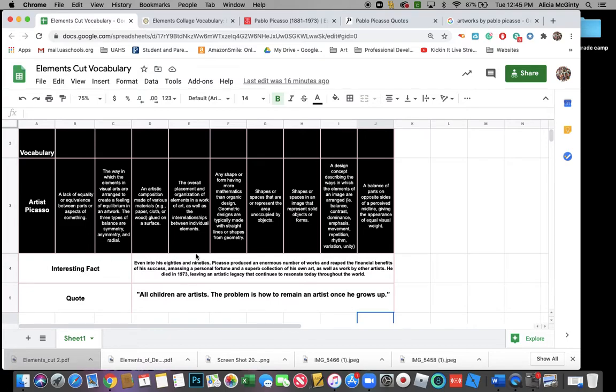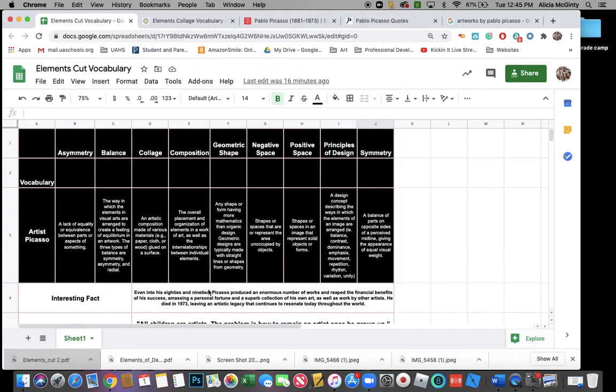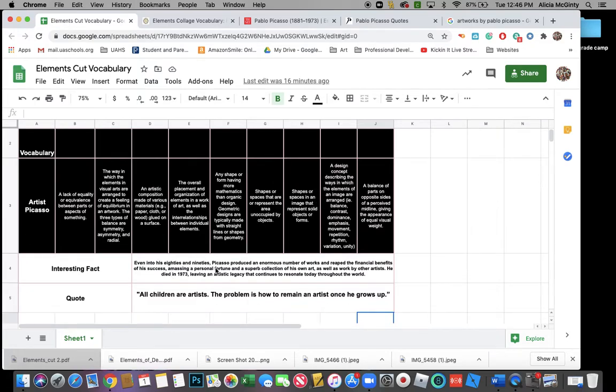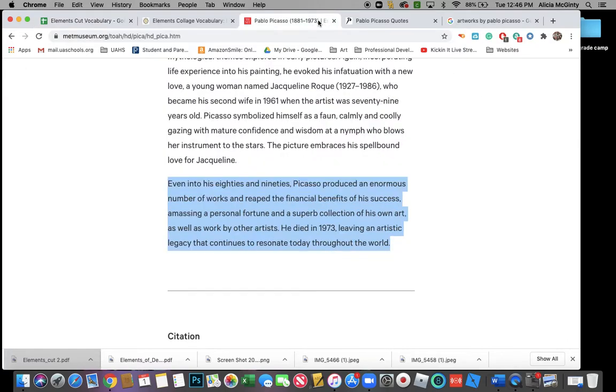So instead of writing a report or doing a whole workbook page on it, you're just going to find an interesting fact about that artist, and you'll include a quote that you like about that artist. So the first one we're going to study is Pablo Picasso, and you're going to find artwork by Pablo Picasso and put them here in each of these boxes. So to get you started, I have put my interesting fact that I found out about him, and I just went onto the internet and looked up Pablo Picasso, and I read through several websites.